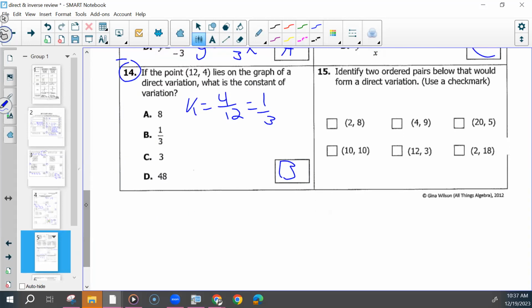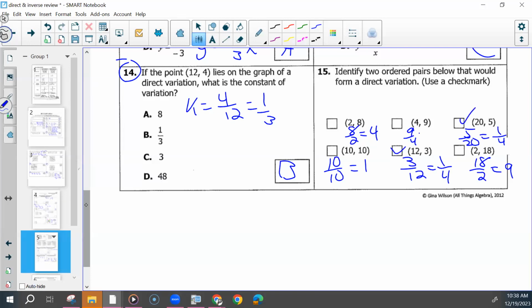Great. So 2 ordered pairs that would form a direct variation. If it says 0, 0, that should automatically be one. The other ones we'll have to see. So start dividing. 8 divided by 2 would give us 4. So anything that has the same K value will be direct. 9 divided by 4, it's just going to be a random list of it. 5 divided by 20. 20 divided by 5 is 4, but 1/4. 10 divided by 10. 3 divided by 12. And 18 divided by 2. So which of these are direct? Ones that say 1/4. So 12, 3, and 25. Correct.